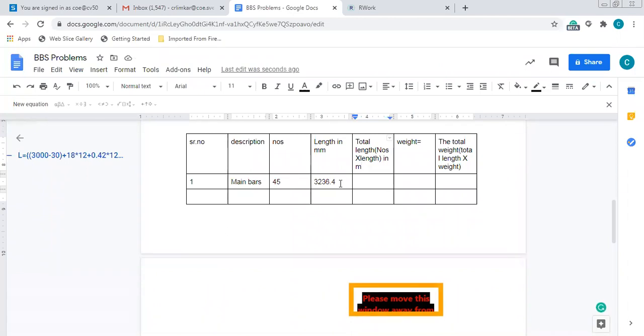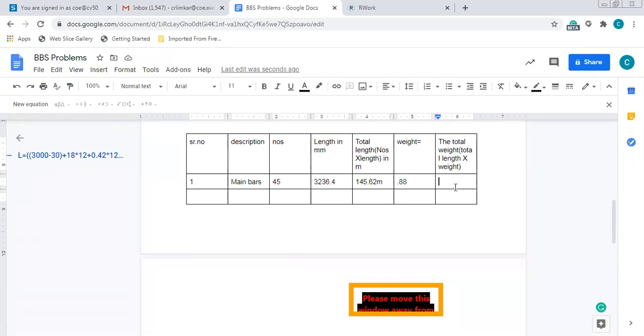3.236 meters multiplied by 45, total length in meters will be equal to 145.62 meters. Then weight of the bar is d square by 162, that is 144 divided by 162, it is 0.88.